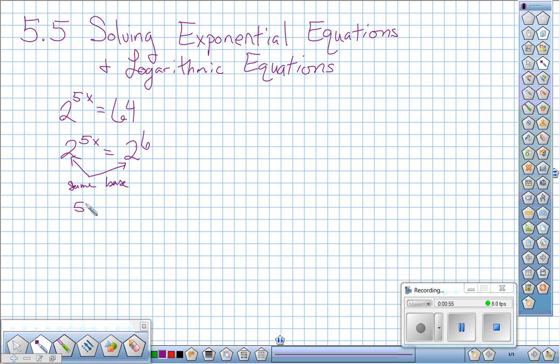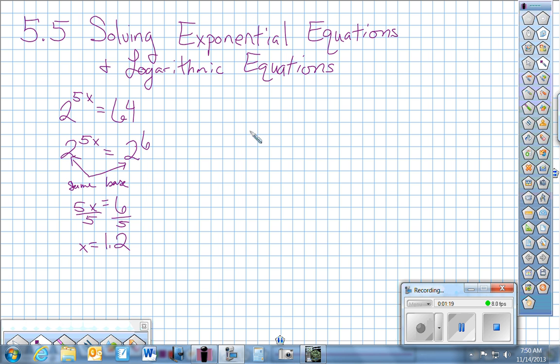Then I say 5x equals 6. And I can basically just ignore those bases. I know once I have the same base, I can just set the exponents equal to each other. And then I solve just like a regular equation, whatever I'd have in it. And x will equal 1.2.